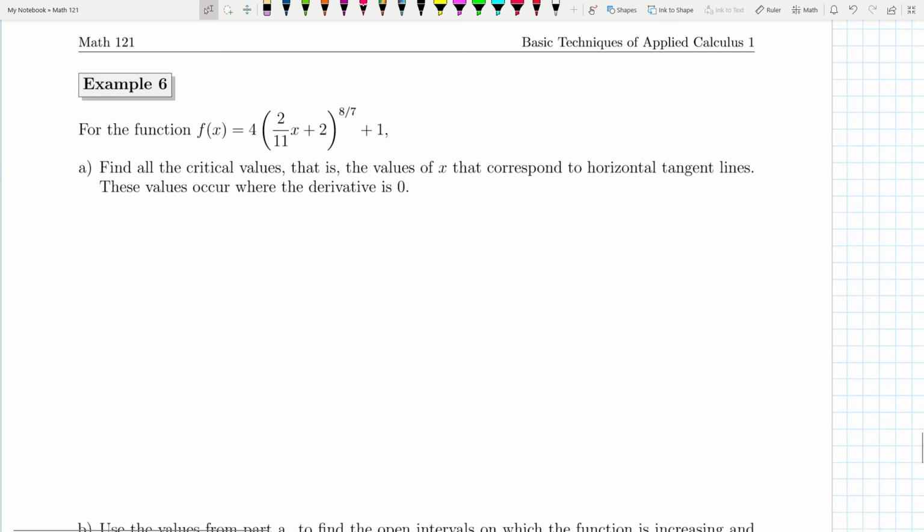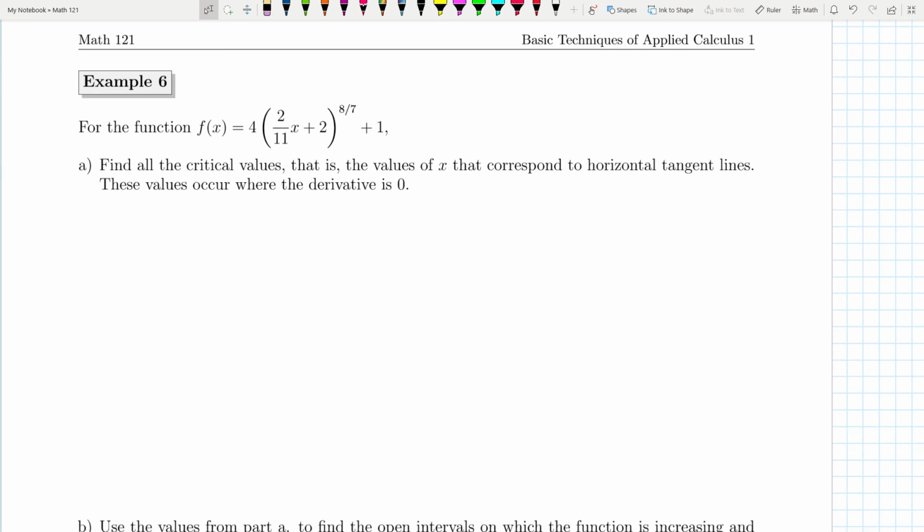So I got this from one of the exercises in the homework, and it's going to be very useful to work with rational exponents when solving the equation. All we have to do to take the derivative of this function is use the chain rule. So 8 over 7 times 4 times 2 over 11 x plus 2 to the 8 sevenths minus 1, and the derivative of 1 is 0.